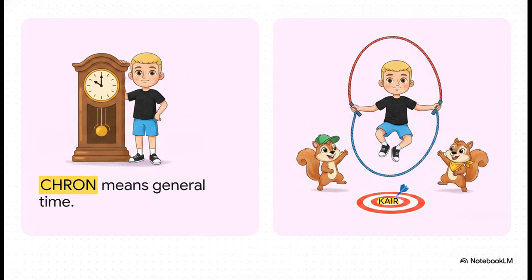Now, this next comparison is actually brilliant. Chron is time in general, right? But Cair, that doesn't just mean any time. It means the specific right moment. It's like Chron is the ticking clock on the wall, and Cair is that exact perfect second you decide to jump into a game of double dutch.